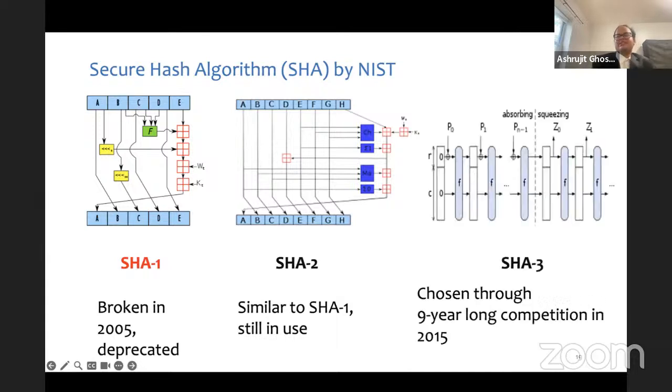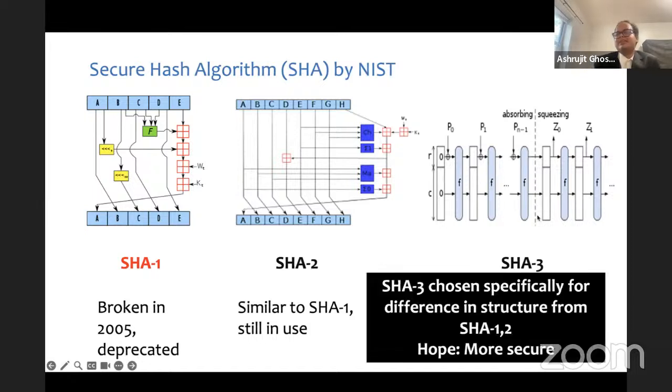However, the latest hashing standard is SHA-3, which was chosen after a long competition by NIST. Actually, at the time, there were a lot of very good candidates for SHA-3, but one of the reasons this particular construction was chosen is because it was structurally very different from SHA-1 and 2. The goal was to avoid any structural weaknesses SHA-1 had.